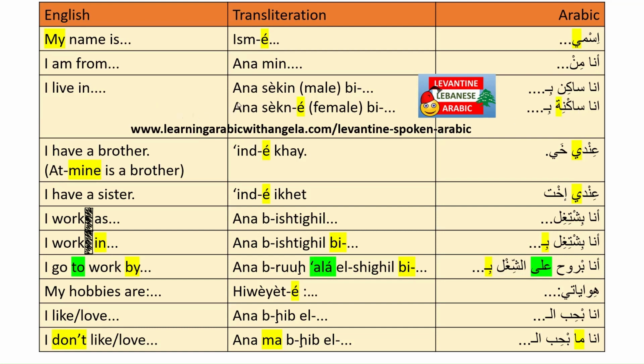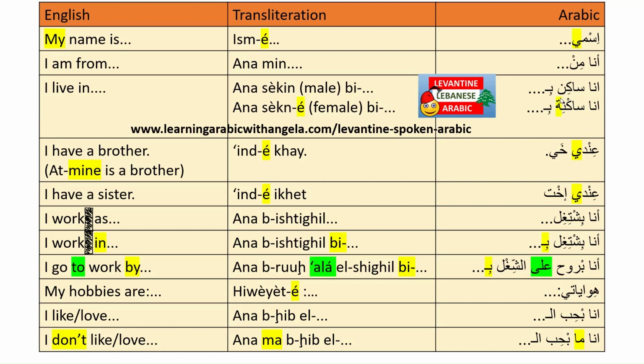I live somewhere. In the masculine, if you're a male speaker, you're going to say ana sakin bi. Bi means in. That's a preposition meaning in. If you're a female, you're going to say ana sakni bi. For example, New York. So ana sakin bi New York. Ana sakni bi New York.